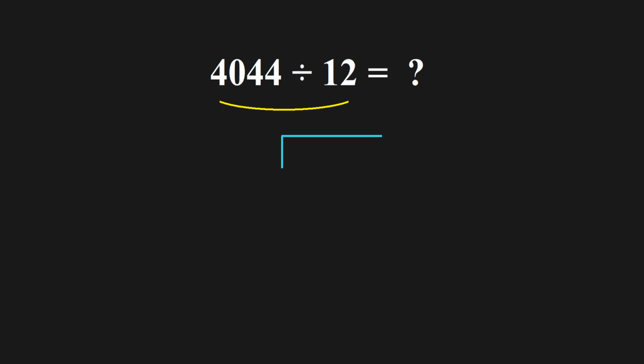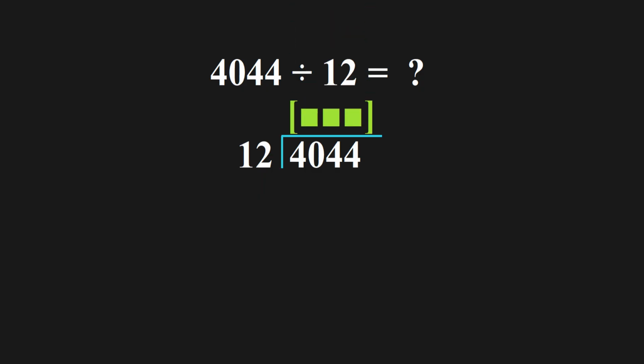First, we draw the division bracket, then move 4044 inside the bracket. This is the total we are dividing. Finally, move 12 to the left of the bracket. This is our divisor. The answer to our division will be written right here on top of the bracket. This is called the quotient.